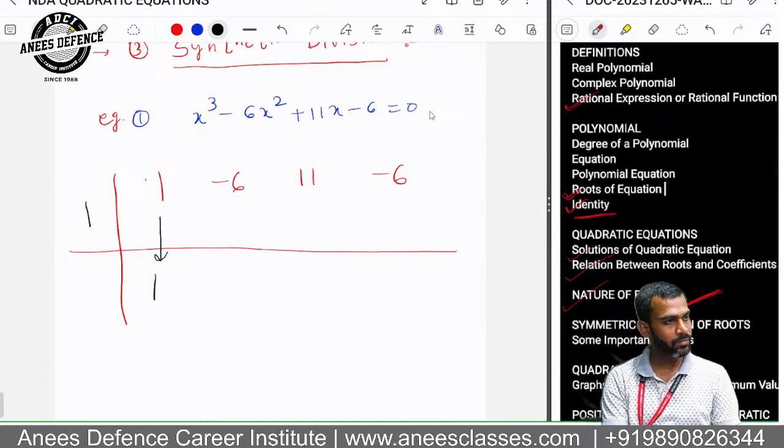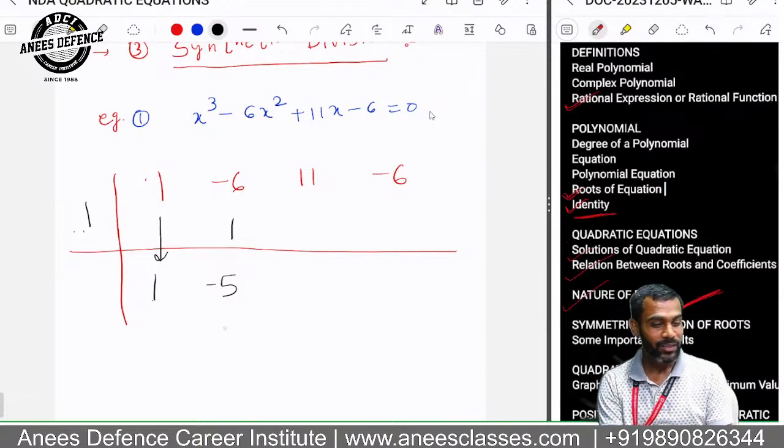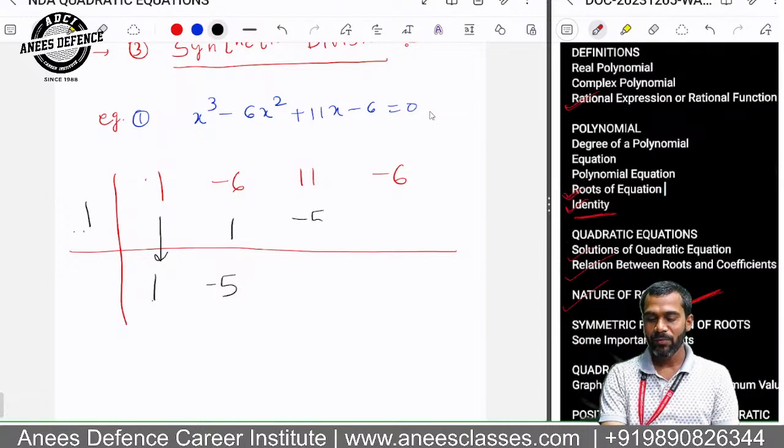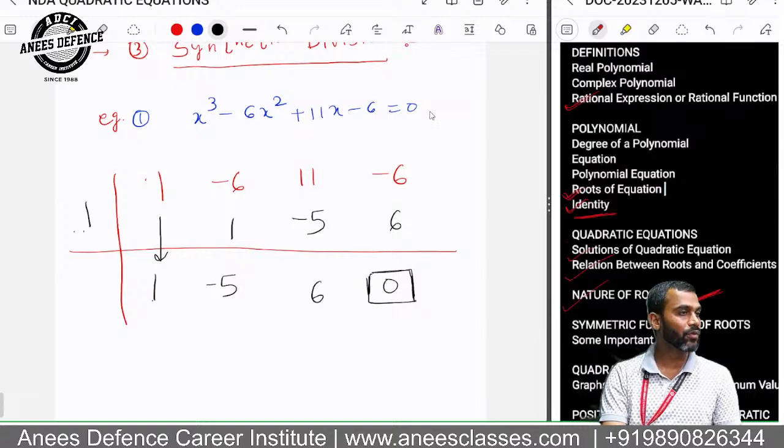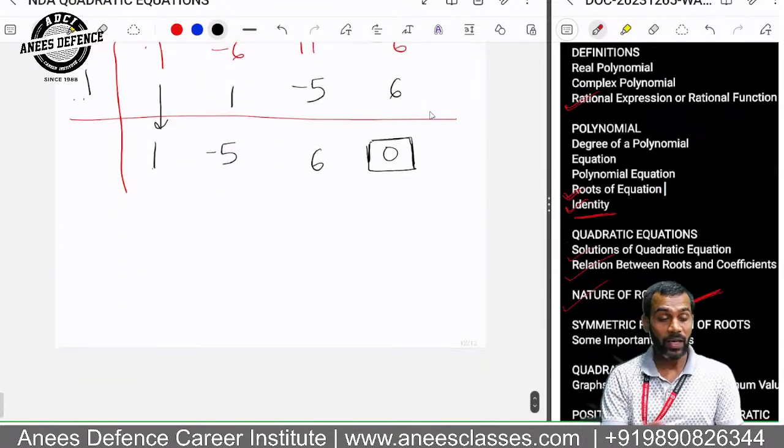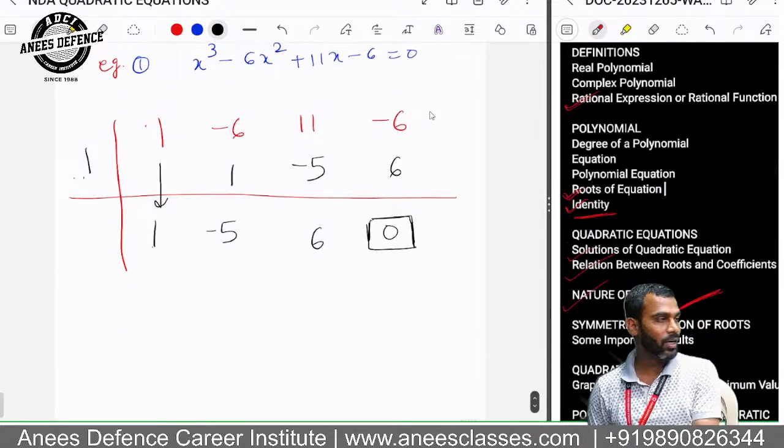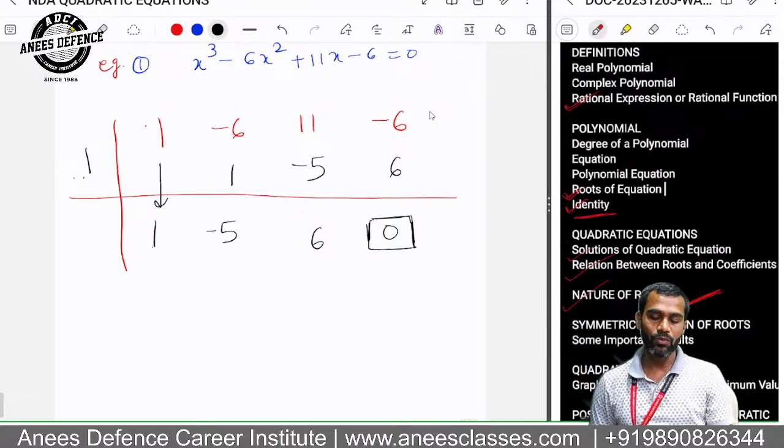Now just copy this one, then multiply 1 and 1, so it becomes 1. -6 plus 1 is -5. -5 into 1, you need to keep multiplying and then adding, not subtracting. So -5 plus 11 is 6, and 6 into 1 is 6. Adding -6 and 6, since we have got 0, hence proved: 1 is the root. That is how we need to check. If 0 doesn't come at the end, it means it is not a root of the given equation.